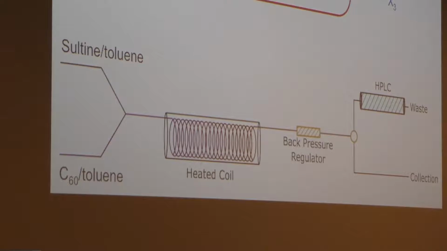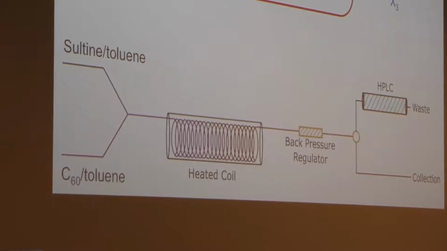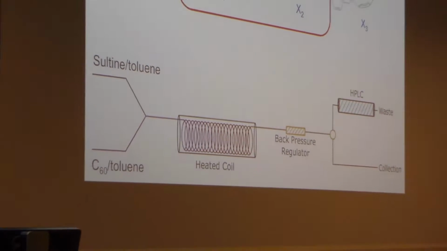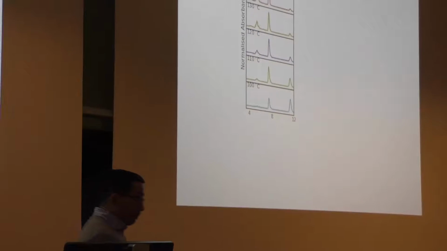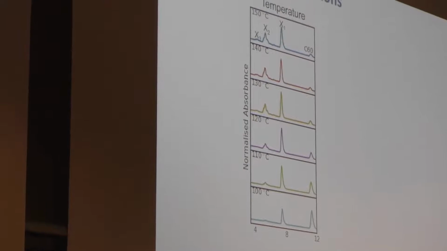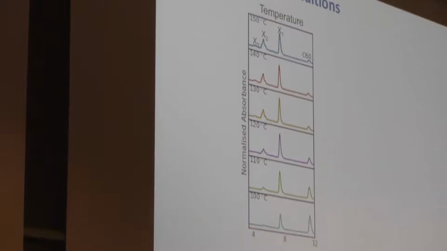So HPLC is a nice technique for analyzing the composition of complex mixtures. So here we choose a column that's been functionalized to be selective towards, or to have a strong affinity towards C60. So this is the system we use. And so before we try any optimization, we can just try it out and see if it actually works as a means of synthesizing our adducts.